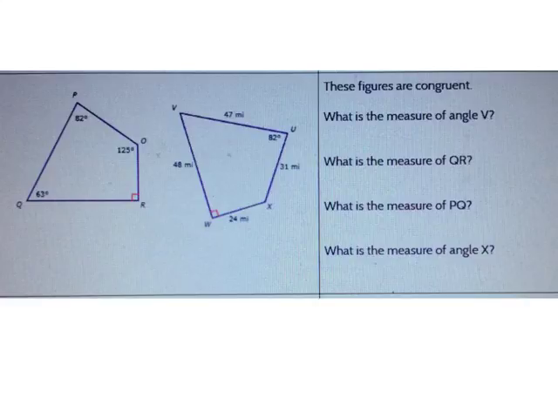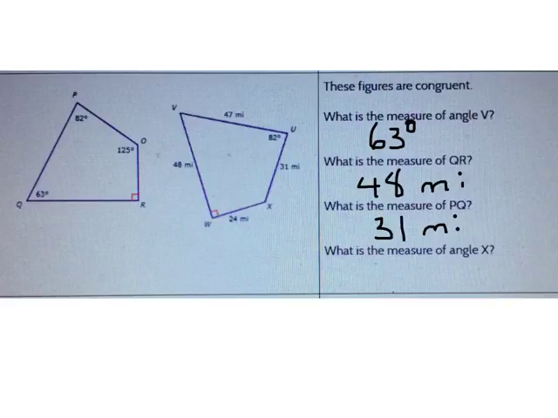Let's try a few more. These two shapes are congruent. What is the angle measure for angle V? Angle V corresponds to Q, so it's 63 degrees. What is the measure of side QR? QR corresponds to VW, so it's 48 miles. What is the measure of PQ? PQ corresponds to UX, so its measure is 31 miles.